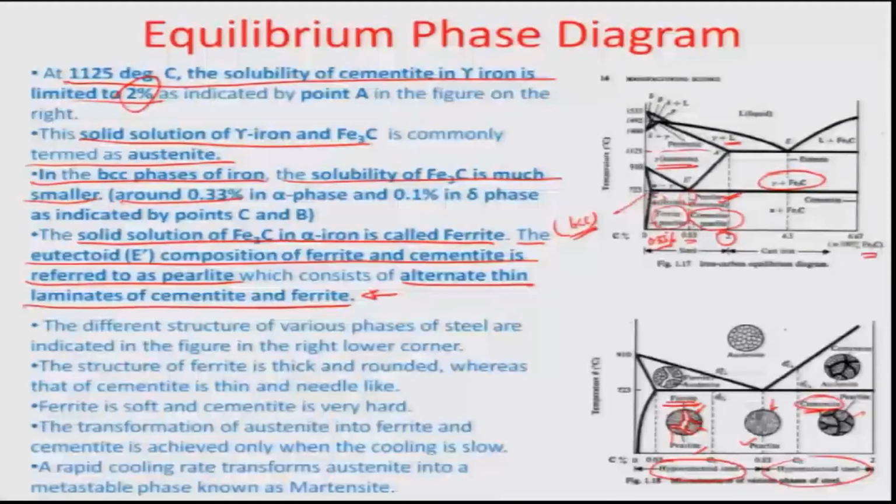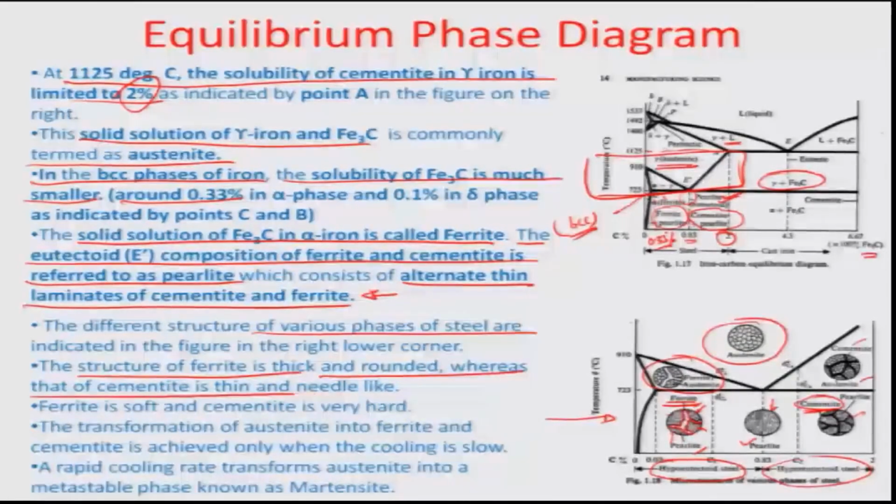So, that is how you basically try to understand the iron carbon equilibrium diagram, and the different structures of various phases of steels are indicated here. You have this ferrite, you have this austenite, which is again a two phase solid, but then Fe3C is homogeneously distributed around the matrix. Then you have a cementite and austenite combination, which happens over this temperature in this particular region. The structure of ferrite is thick and rounded, whereas that of cementite is thin and needle like. These are some of the properties. Ferrite is soft, cementite is very hard.